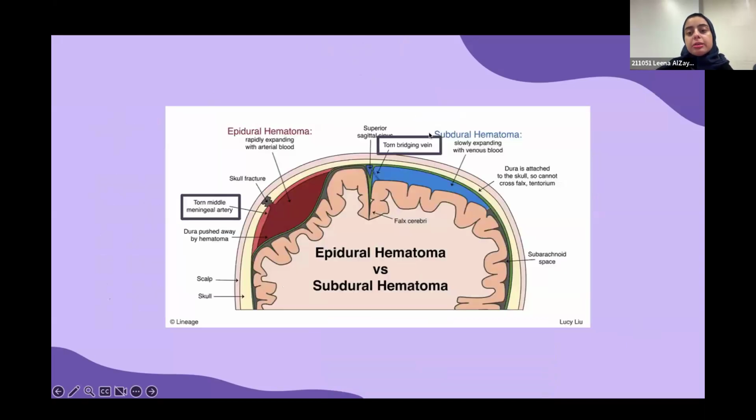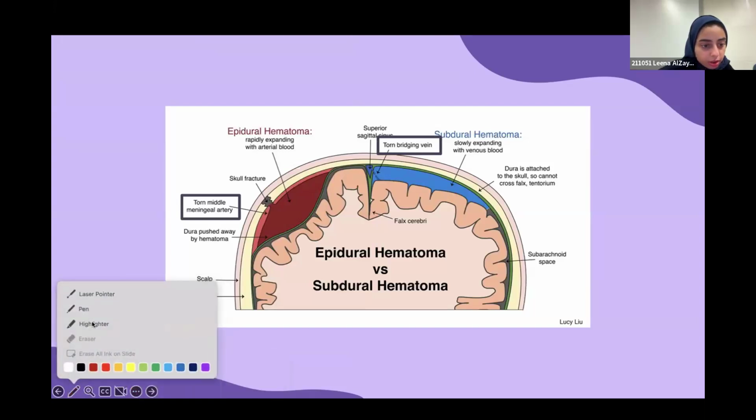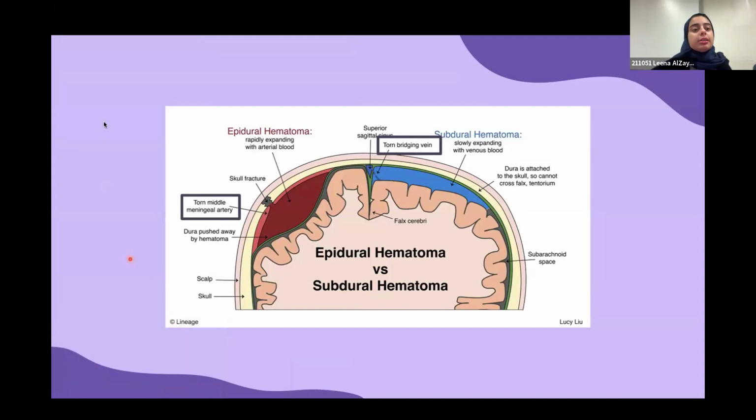So that would be basically this part that I just explained. The torn bridging veins. Okay, it will be this. Is it clear? Okay, I'm glad it's clear. So we'll go to the next.